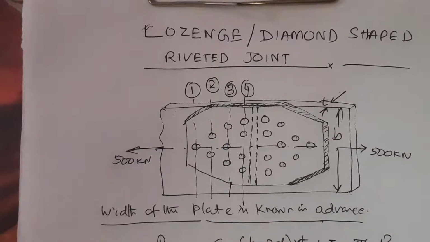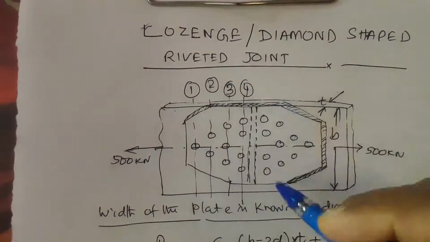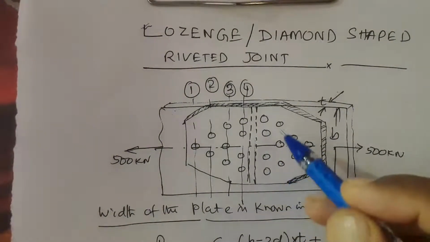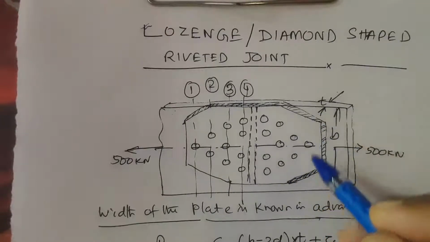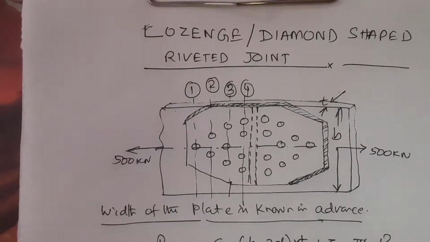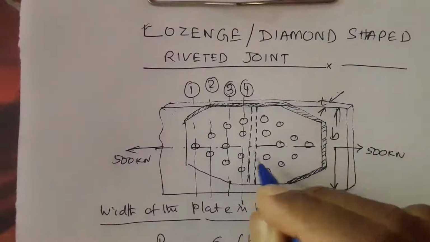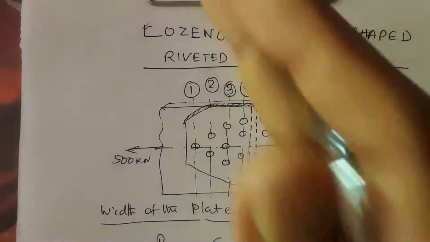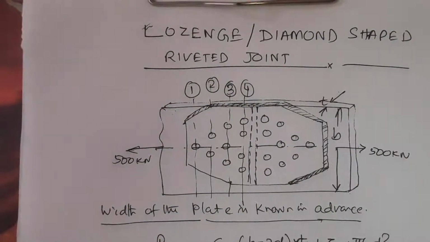These joints are normally double cover butt joints with rivets so arranged that there is only one rivet in the outermost row. The innermost row will have the maximum rivets, then a little less than that, then lesser, and the outermost row will have only one rivet. That is, their number increases towards the inner row. As you go from outside to inside, the number of rivets in a particular section will go on increasing.